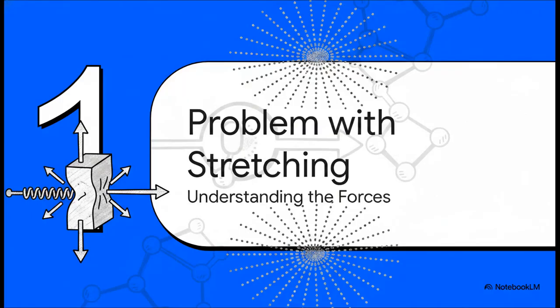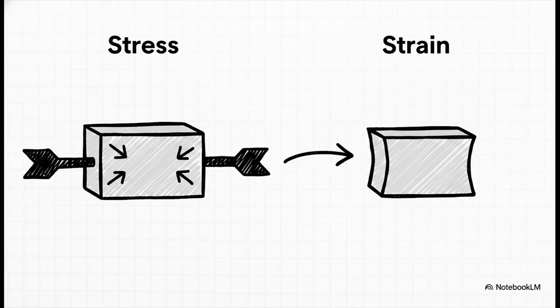Well, to understand their secret, we first have to zoom in and understand the fundamental problem that comes with stretching any material. It really all boils down to two key concepts: stress and strain. Okay, think about it like this. You pull on a rubber band, right? That pulling is the load. Well, stress is the invisible internal force inside the rubber band that's fighting back against your pull. And strain? That's the result you can actually see. It's the stretch, the deformation.